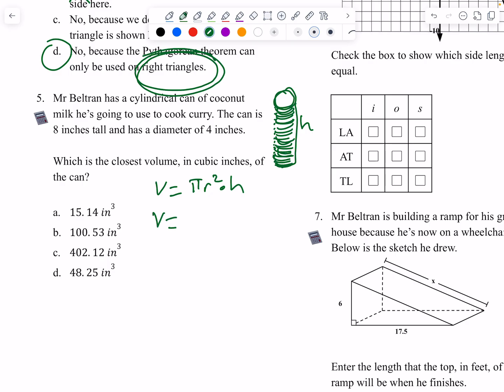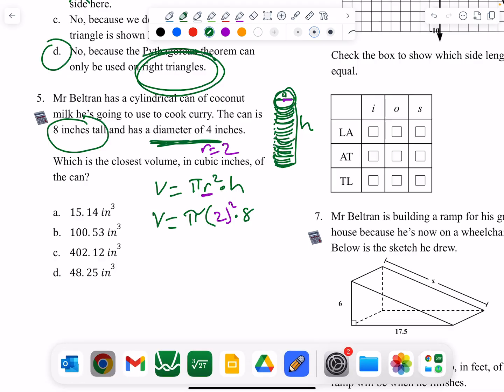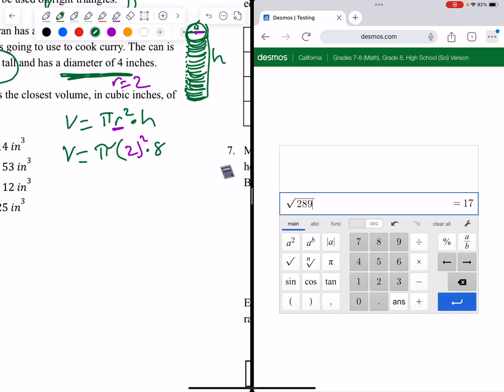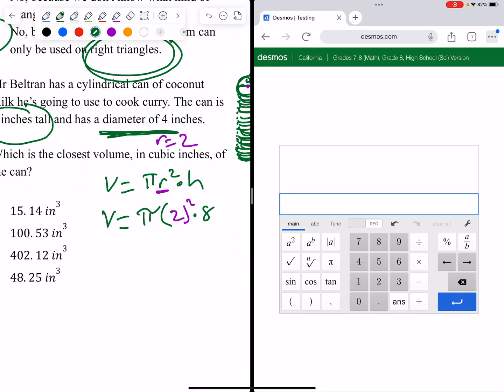So what's our volume? Well, it says that I have to use pi. My radius has to do with the diameter. The diameter is the whole thing, and the radius is only half of the diameter. So r equals 2. Now what's the height? It is 8 inches tall, so times 8. And at this point, it is just calculator. So let's bring that back out. So volume equals, look, pi, perfect. Oh my God, they already gave me pi.